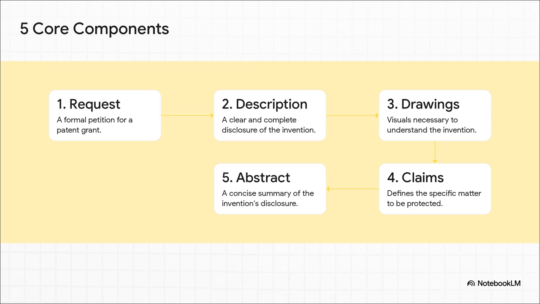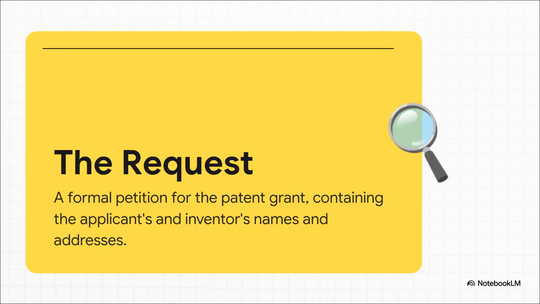So, let's break them down. First up, the request. This is basically the cover letter for your invention. It's the formal petition where you say, hey, I made this cool thing, and I am formally asking you to grant me a patent. It's simple, but it's the official starting gun for the whole process.